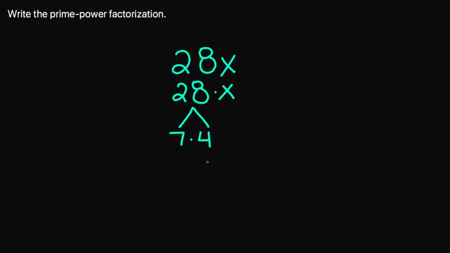Let's try 28x. I can separate my 28 times x. My 28 can be separated into 7 times 4. And I can factor my 4 into 2 times 2. I am left with prime numbers now. So your final answer is going to be 2 to the second power times 7 times x.